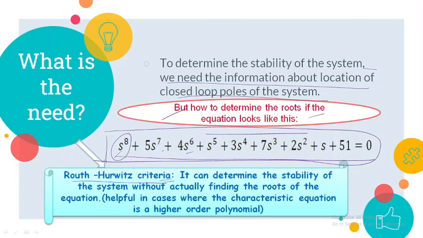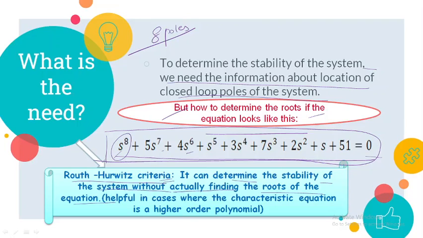It is basically a criteria which can determine the stability of the system without actually finding the roots of the equation. So if you are given this equation, you don't have to find all the roots of the equation. If this is an eighth order equation, that means the system is going to have 8 poles, but you don't really have to find out all the 8 poles and determine whether these poles are lying on the right hand side, the left hand side, or on the imaginary axis. You don't really have to do that using this criteria.